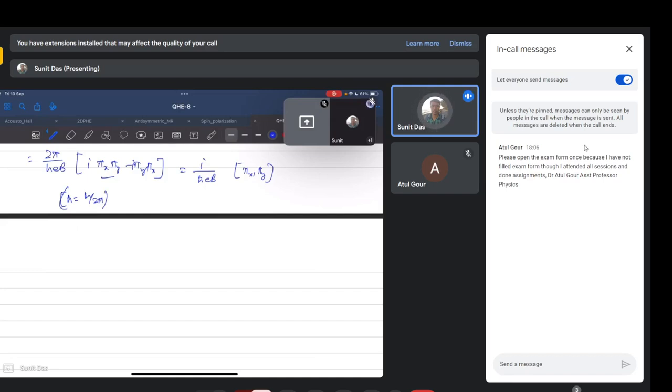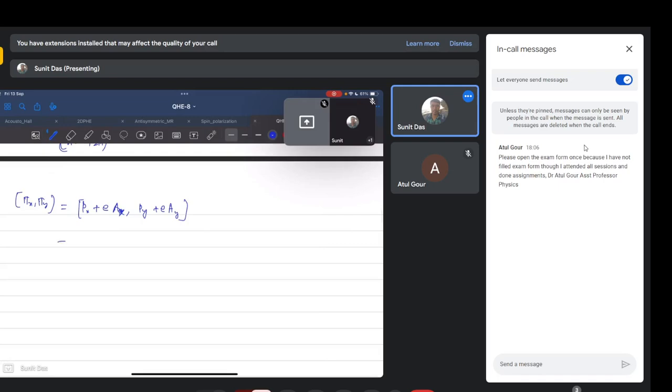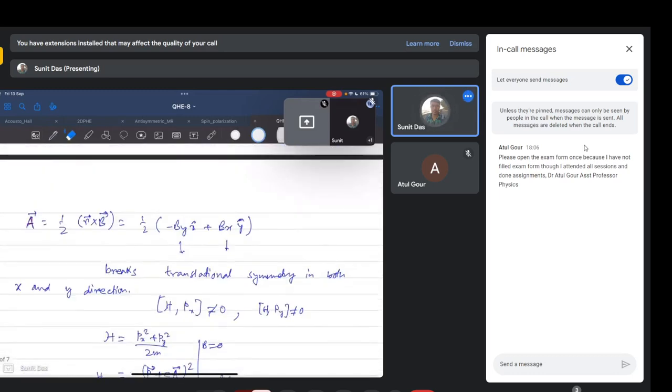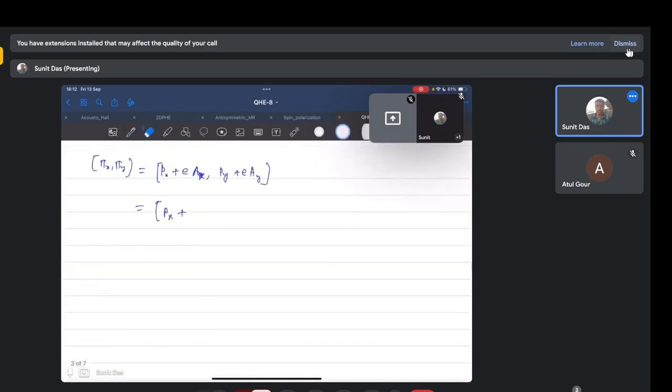Now let's derive the commutator of pi x and pi y. So pi x pi y is simply (px plus e Ax)(py plus e Ay), where from this expression we have Ax equal to minus By by 2 and Ay equal to Bx by 2.